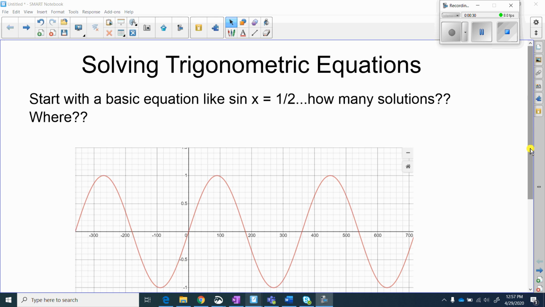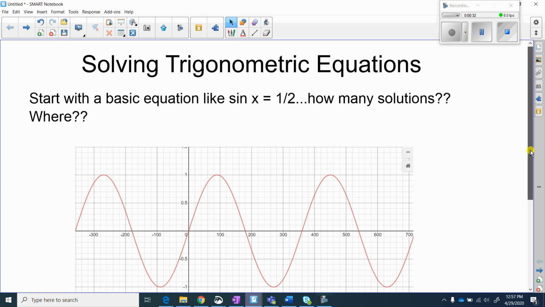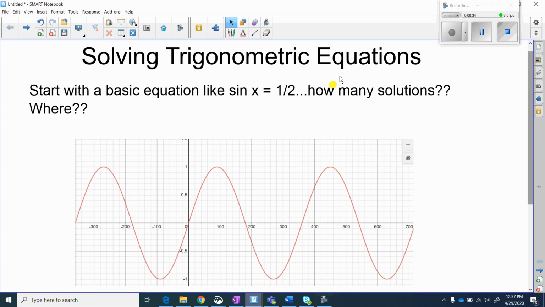So, having said that, the first thing we're going to look at is what do I mean by a trig equation? Well, a trig equation is something where you have some trig function and you're trying to figure out when this trig function, for example, equals a half. So if you think graphically, visually, how does this work? It says here a couple of leading questions. How many answers are there?